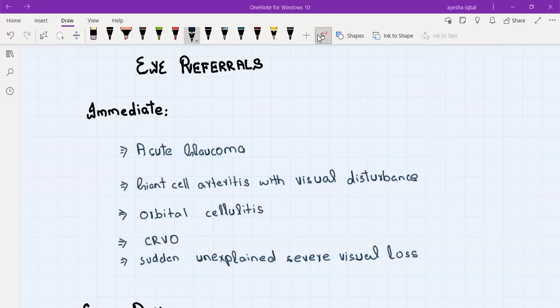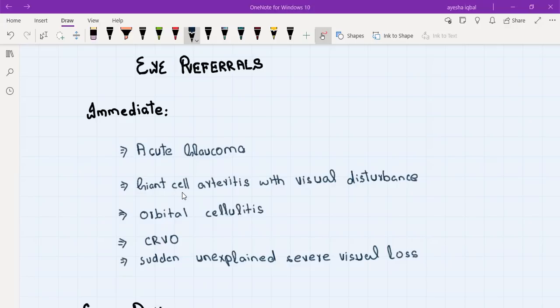Okay. So first of all, immediate referrals. The top of the list is acute angle closure glaucoma. As we all know, in acute angle closure glaucoma, the intraocular pressure is severely elevated and can rapidly lead to blindness if not lowered immediately. So it's a condition that requires immediate referral to the ophthalmologist.